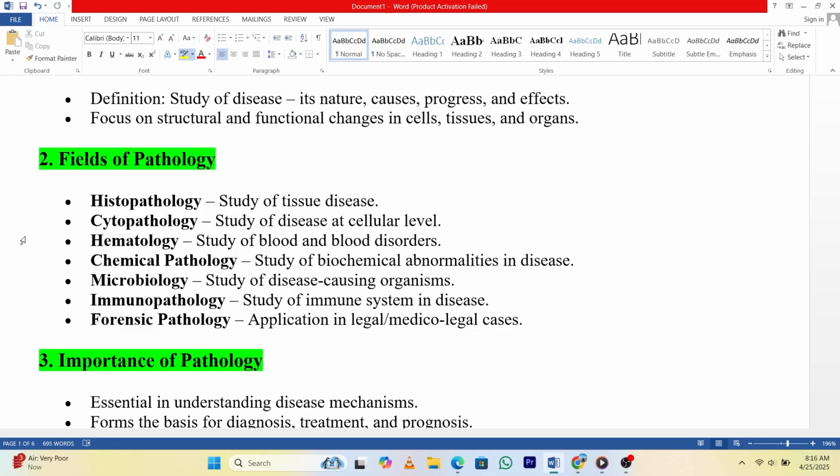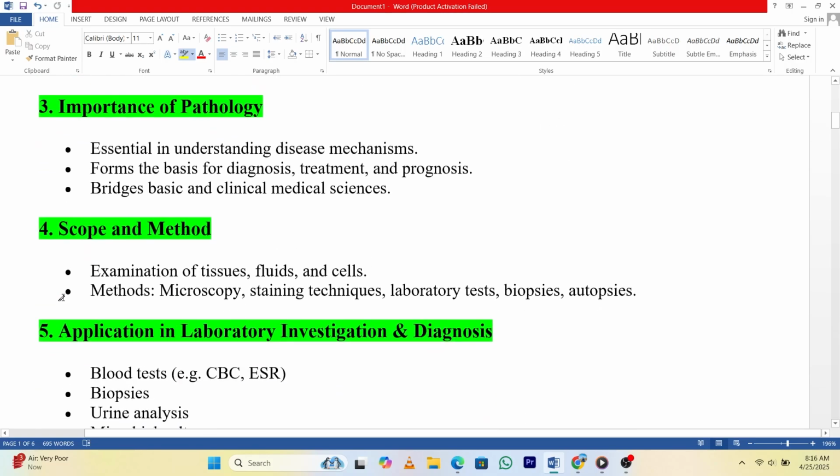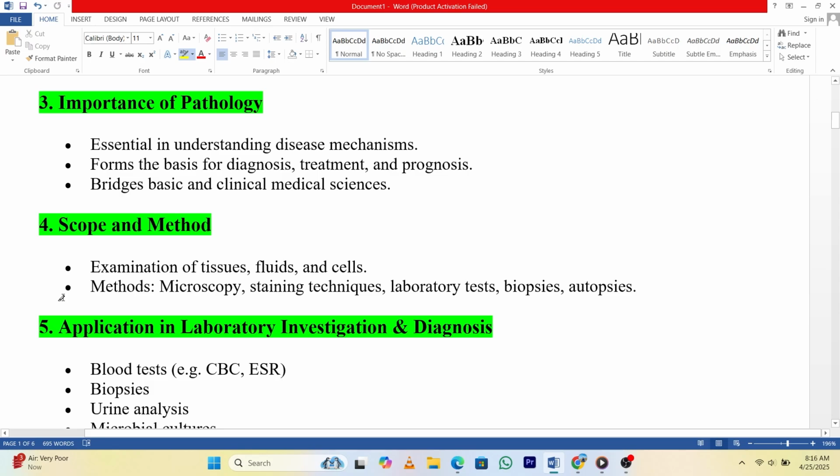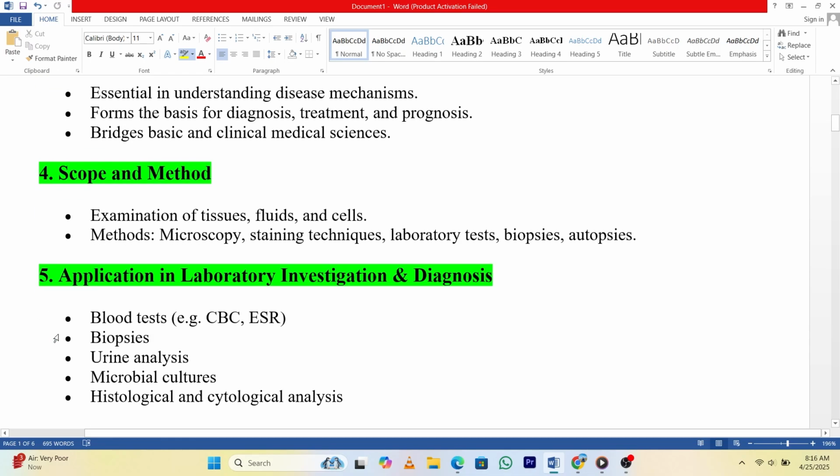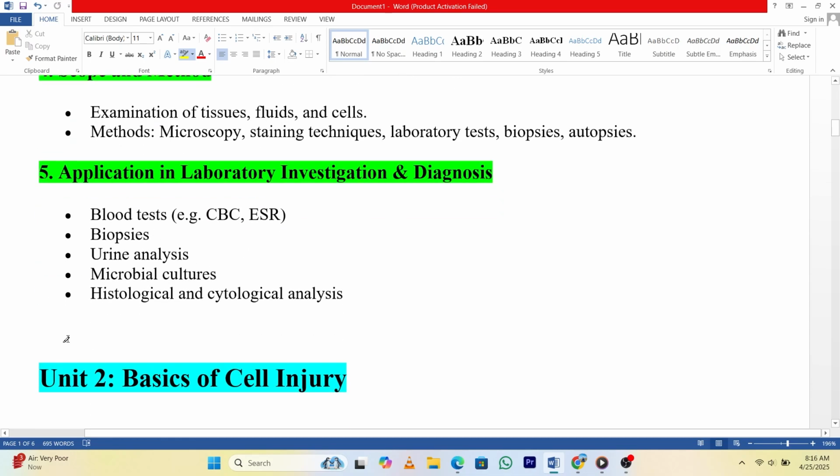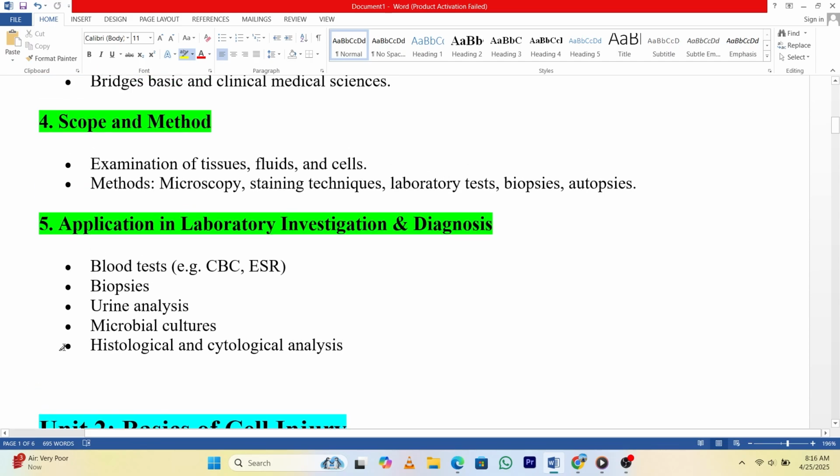3. Importance of pathology. Essential in understanding disease mechanisms. Forms the basis for diagnosis, treatment, and prognosis. Bridges basic and clinical medical sciences. 4. Scope and method. Examination of tissues, fluids, and cells. Methods: microscopy, staining techniques, laboratory tests, biopsies, autopsies.